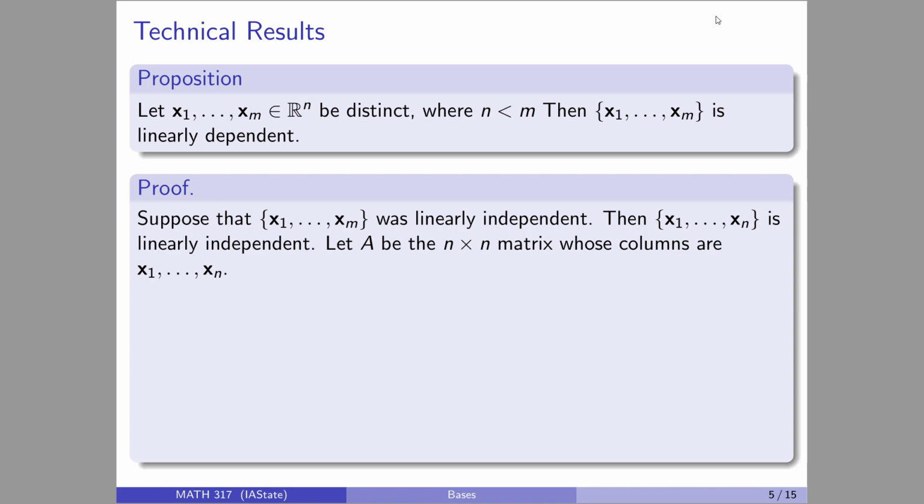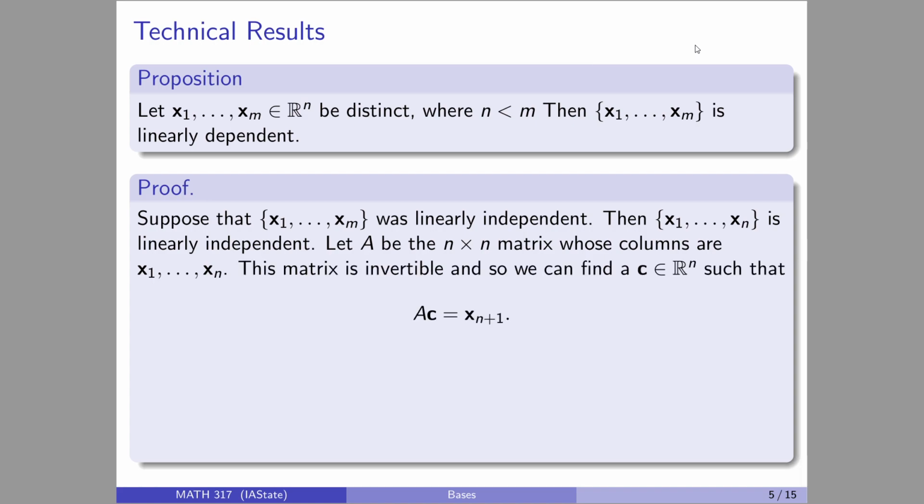Alright, now what do we know about those vectors? We know that they are linearly independent, and they are distinct. Again, the distinctness is important here. Well, as we proved, that means the matrix has to be invertible, which means that the matrix equation always has a solution. So I can always find a vector, C, in Rn, so that A times C, the matrix A, equals the vector x sub n plus 1.